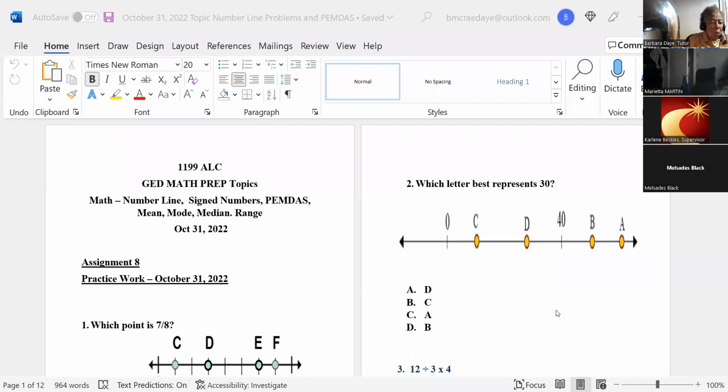Okay, so what we will be doing today, we will be going over the last assignments that was on order of operation and signed numbers, number line, and we will start on measures of central tendency with mean. We'll start with the mean, which is the same as average. So let's look at your work of October 31st.